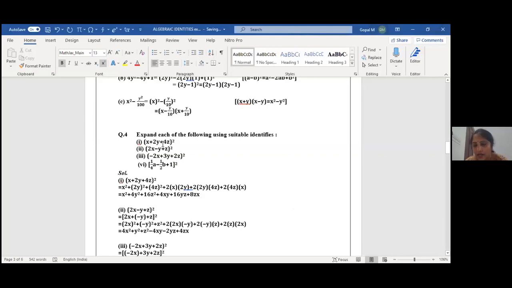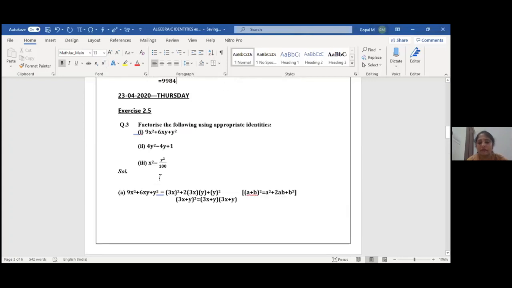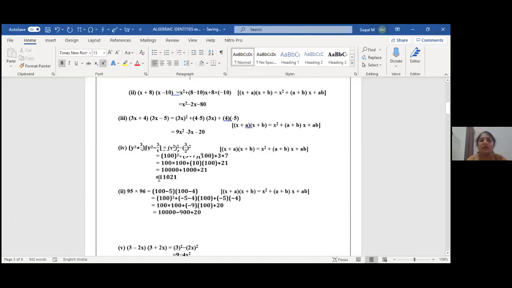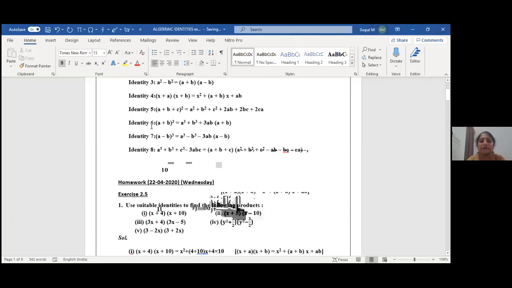(x plus 2y plus 4z) whole square. This is nothing but (A plus B plus C) whole square. In the place of A, x is there. In the place of B, 2y is there. In the place of C, 4z is there. We'll apply this identity. Am I clear, children? Yes.